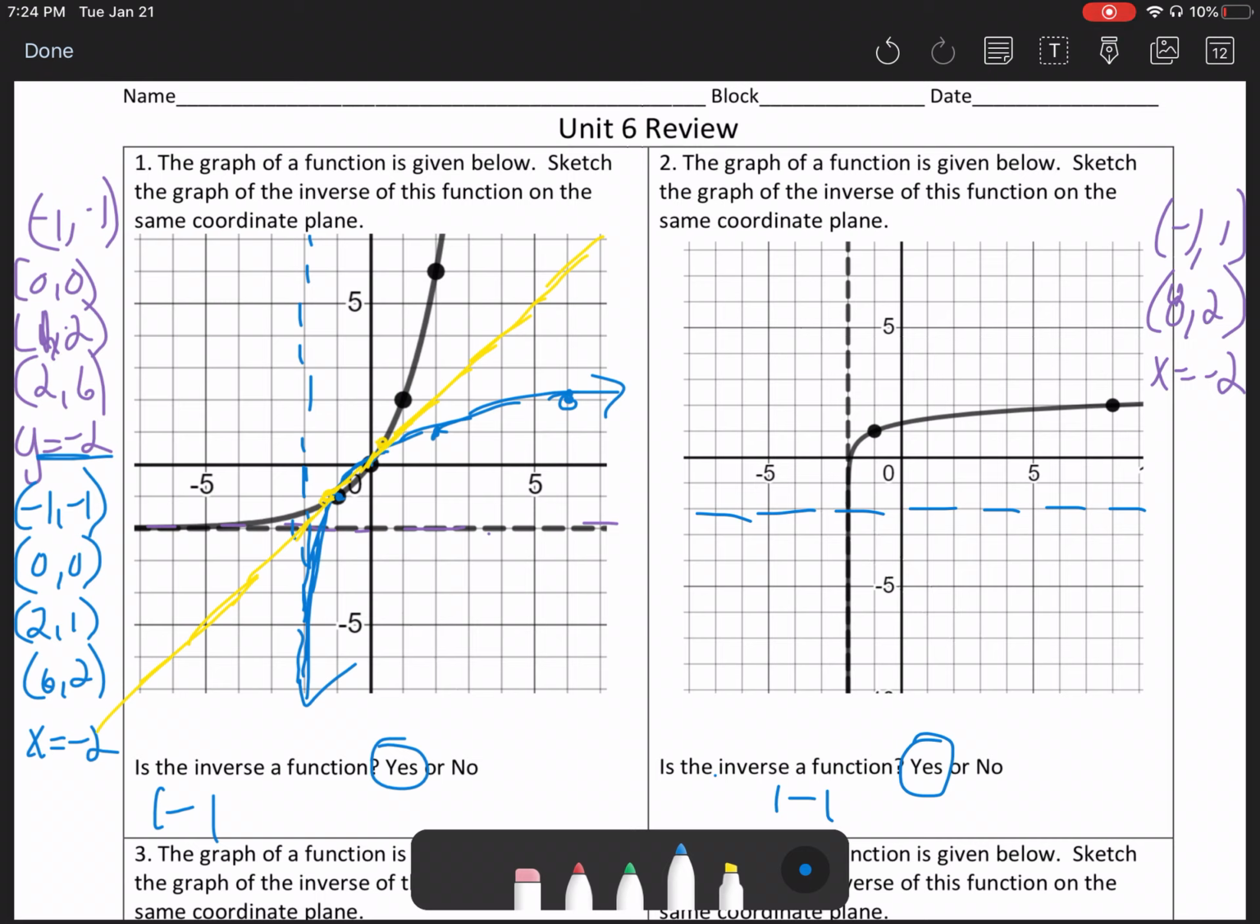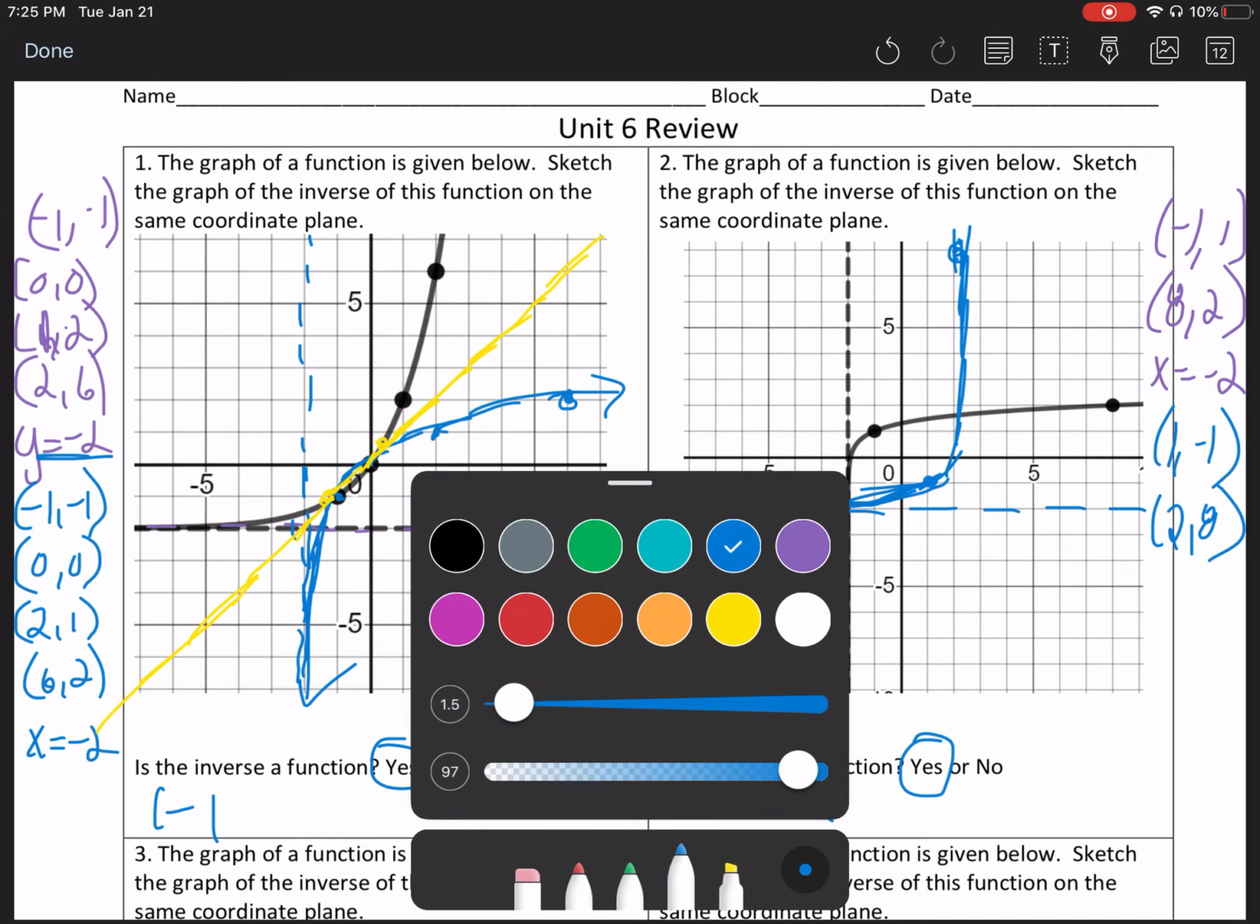But you can look at the individual inverse and just see if it passes the vertical line test. So I have 1, -1, and then I have 2, 8. I'm just going to connect my points together. And as I connect them, I know that this one is going to get closer and closer and closer to the asymptote. Okay, and so I do my little check.